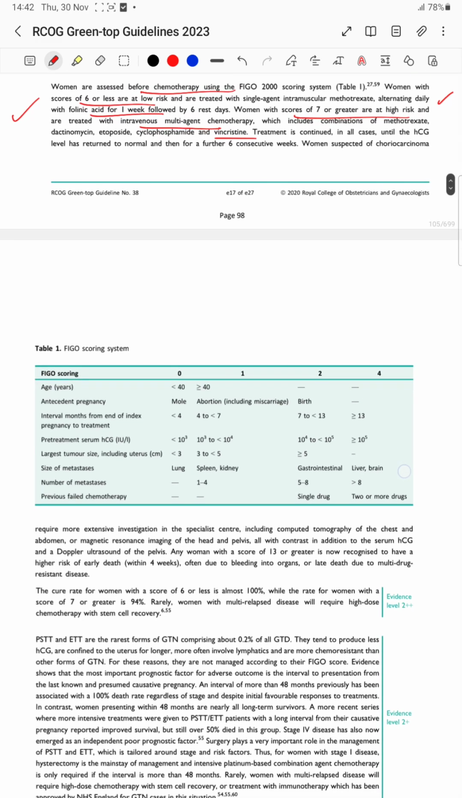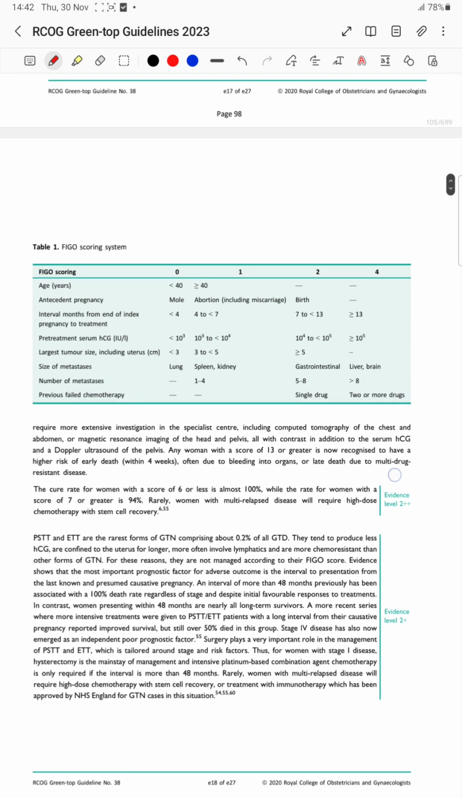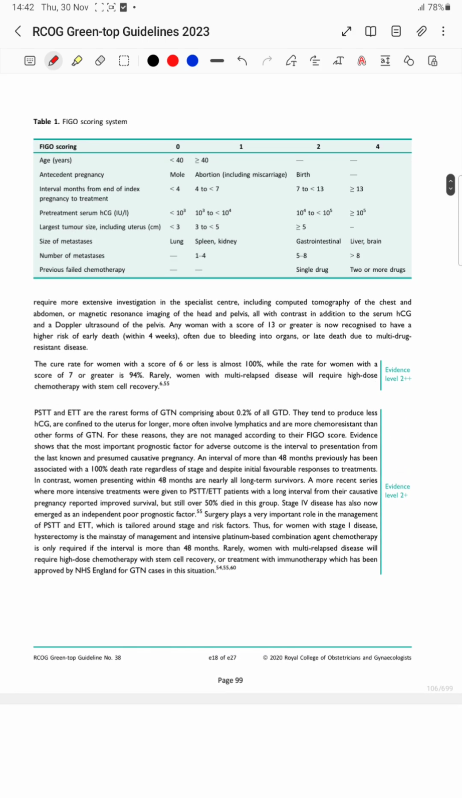Women suspected of choriocarcinoma require more extensive investigations in the specialist centers, including computed tomography of the chest and abdomen, or MRI of the head and pelvis, with contrast, in addition to serum HCG and Doppler ultrasonography of the pelvis. Women with a score of 13 or greater are now recognized to have a high risk of early death within 4 weeks, often due to bleeding into the organs, or late death due to multi-drug resistant disease.